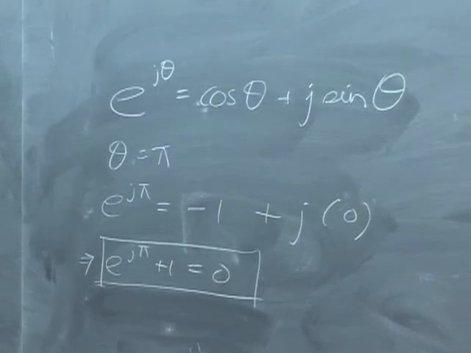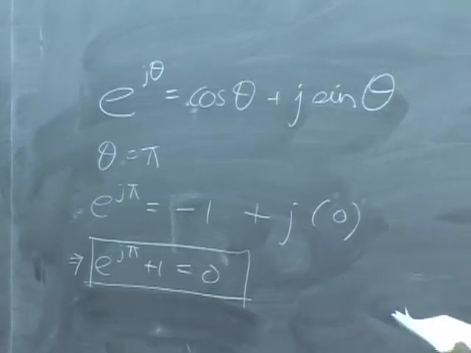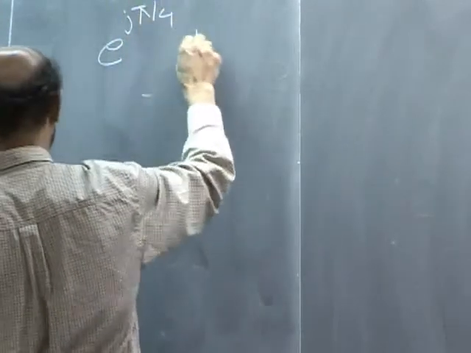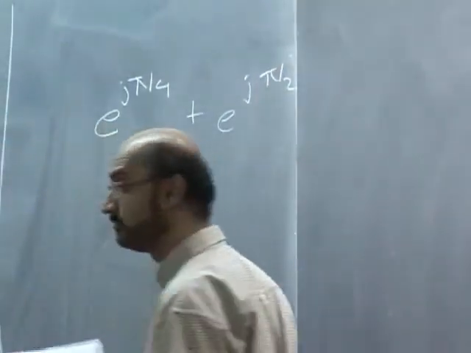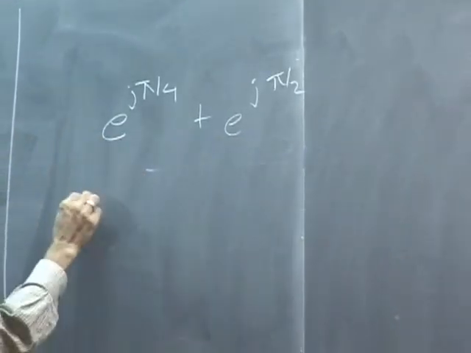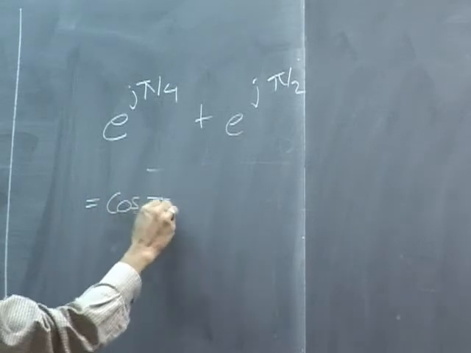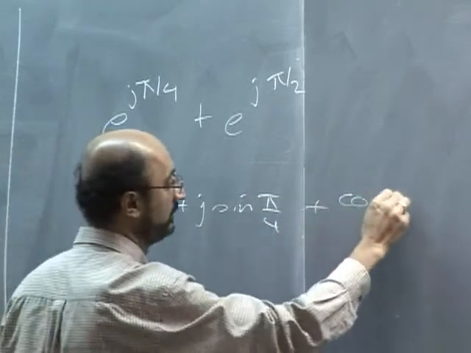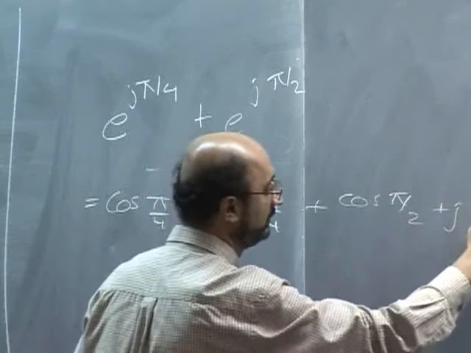Okay, so let me do a couple of examples just to make this clear, and then we'll go and relate this to sinusoids. So maybe I should just solve the homework example. What did we have here? I said represent e to the j pi by 4 plus e to the power j pi by 2. So here we have two of these e raised to this complex quantity. So say you just ignore the e, and we'll just say it's going to be cos pi by 4 plus j sine pi by 4 plus cos pi by 2 plus j sine pi by 2.